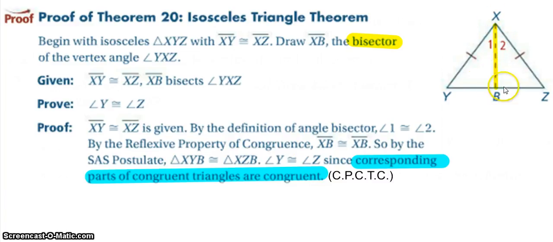So now we can prove these two different triangles, because we've created two triangles now. We can prove them congruent by our side angle side postulate. And since we know that those triangles are congruent, we can say that angle Y will be congruent to angle Z. That is because of our corresponding parts of congruent triangles are congruent, and now we will actually get into abbreviating that. If you would like, you can start writing that as CPCTC. Congruent or corresponding parts of congruent triangles are congruent.